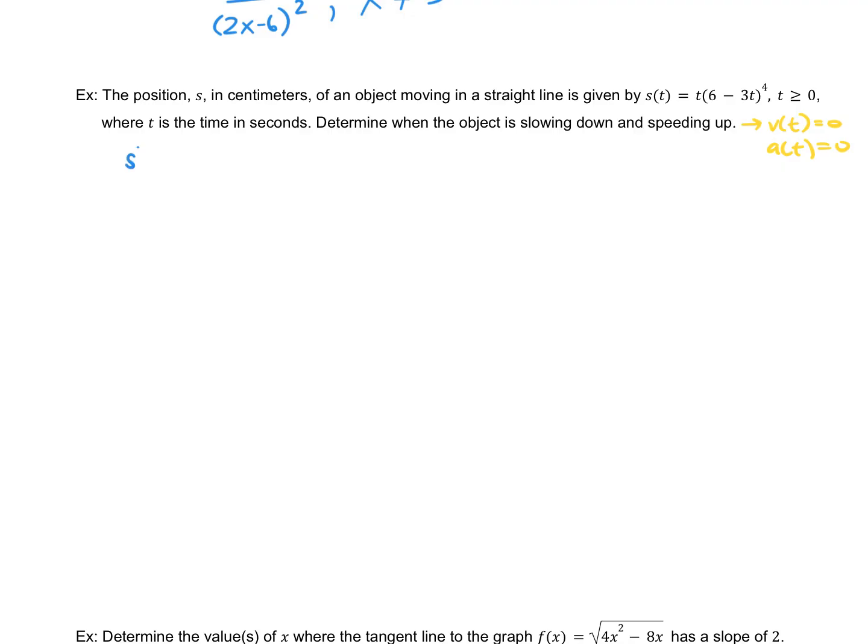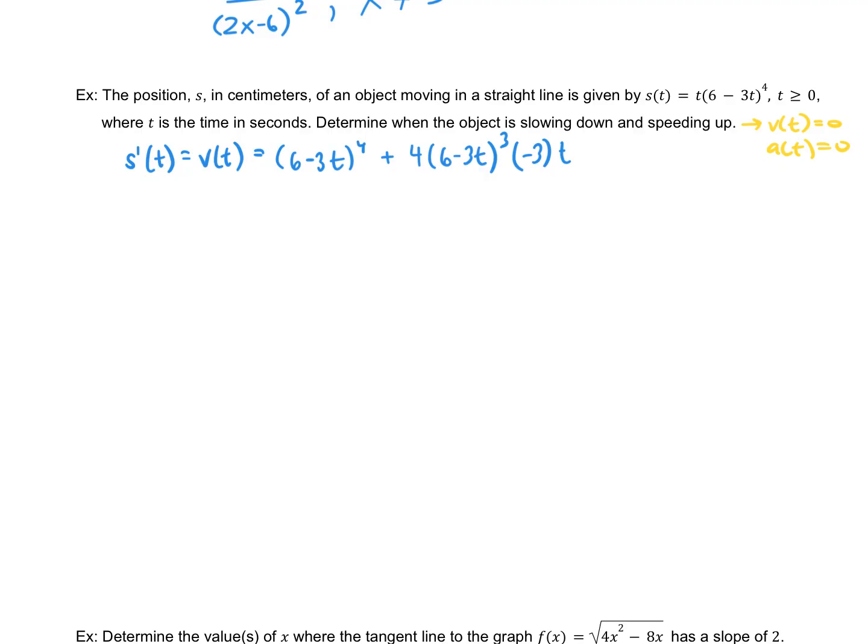So, the first derivative, or velocity, is equal to the derivative of t is 1, I'm not going to write it, times the original second function, plus the derivative of the second function, bring the 4 down, write the insides, it's now to the power of 3. Now let's take the derivative of the inside, which is just going to be -3, and then write the t.